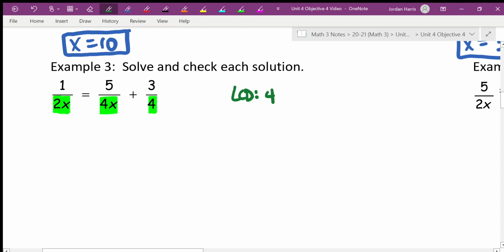This one has 1x, no x. So it looks like 1x, right? I can make this one, if I multiply the top and bottom by an x, make that.